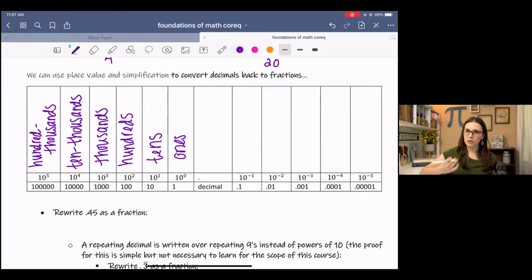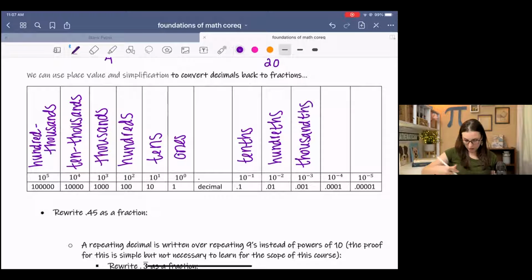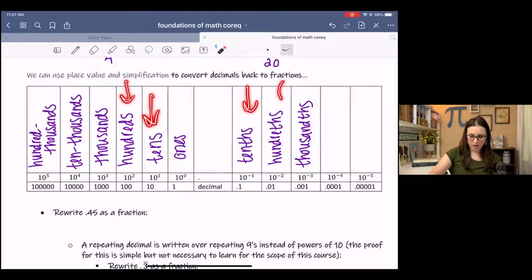And then on the other side, we have tenths, hundredths, thousandths, and so on. You get the idea, but the difference here is this THS on the end. It means it's a decimal. And you can see it's symmetric on both sides. So we can use that to help us rewrite.